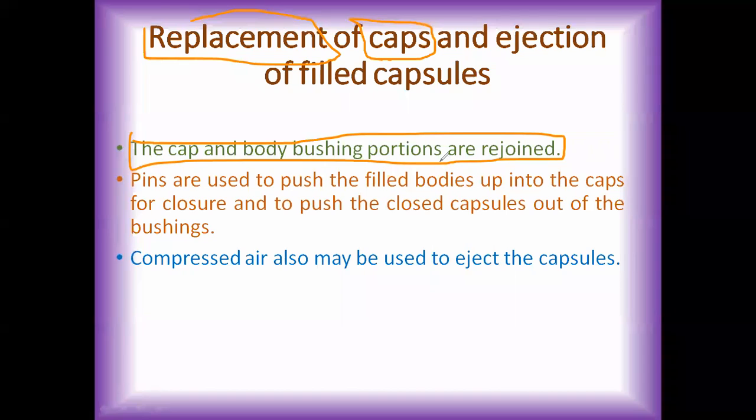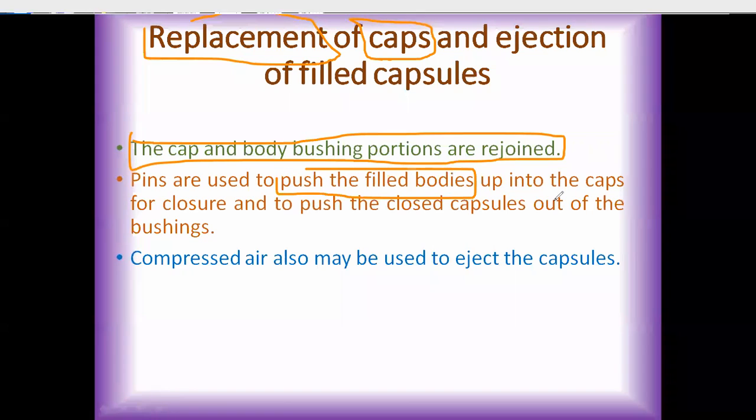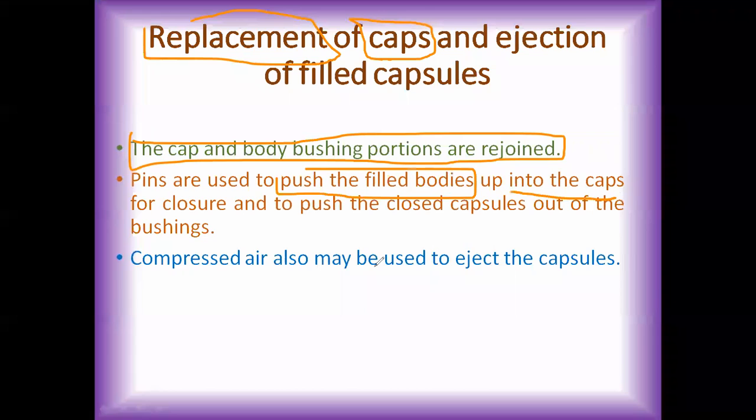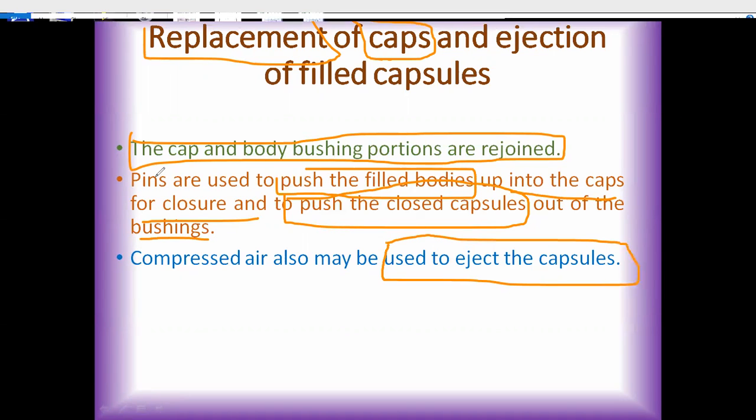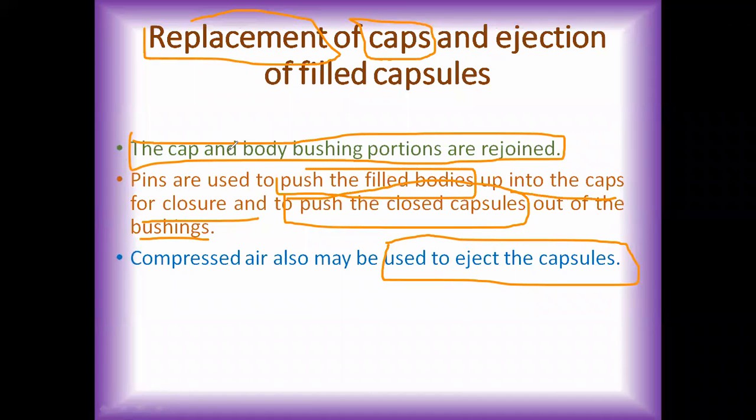So the cap and the body bushing portions are rejoined in this step, and pins are used to push the filled bodies up into the caps for closure, and also to push the closed capsule out of the bushing. Compressed air can also be used to eject the capsules. So here it's not only the replacement of caps, but also the ejection of the filled capsules takes place. So this is how the filling of a hard gelatin capsule takes place.